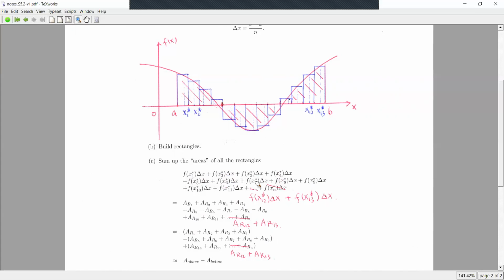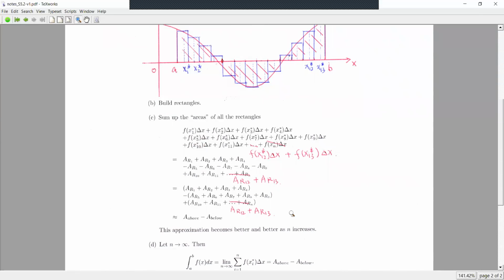Similarly for the 7th rectangle, the 8th rectangle, and the 9th rectangle. For the 10th rectangle, the 10th rectangle is here. I pick a point, and the function value at this point is positive. Can you see that? Positive. So the function value at this point times base is a positive number. It is the area of this rectangle.